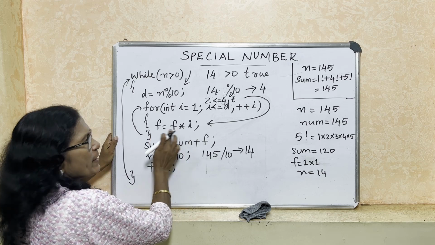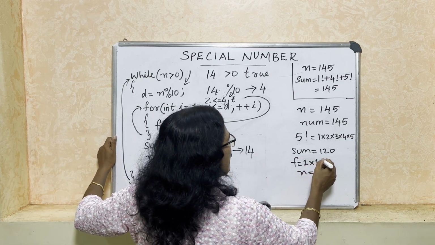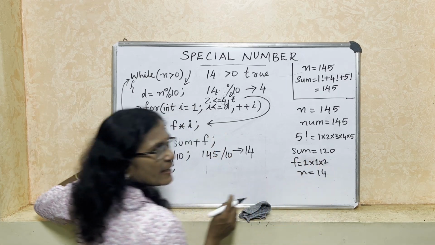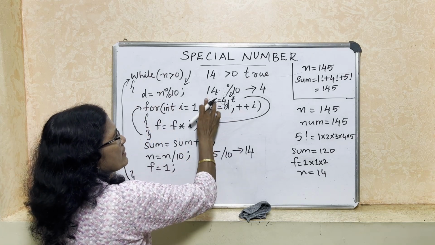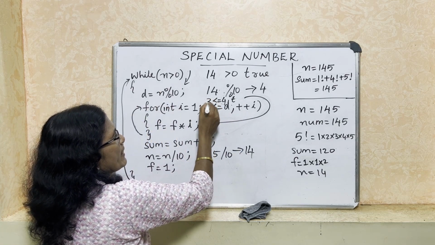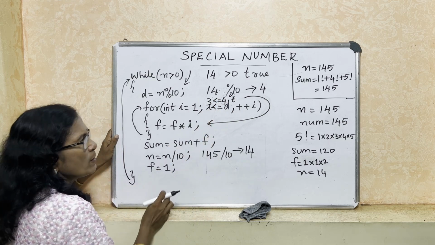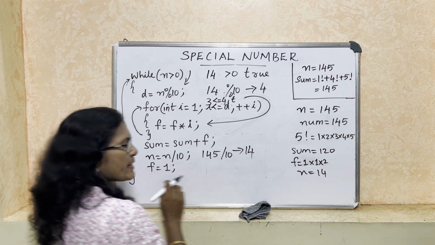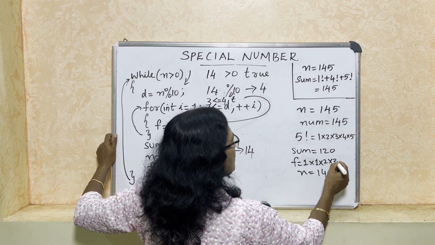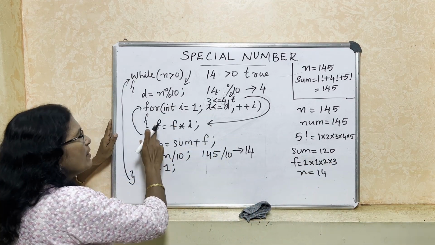So again F equal to F into I is calculated. 2 is multiplied with the current value of F. Again updation takes place. The value of I is updated to 3. 3 is less than 4, so control enters into the for loop's body. F equal to F into I is executed, so 3 is multiplied with the current value of F.